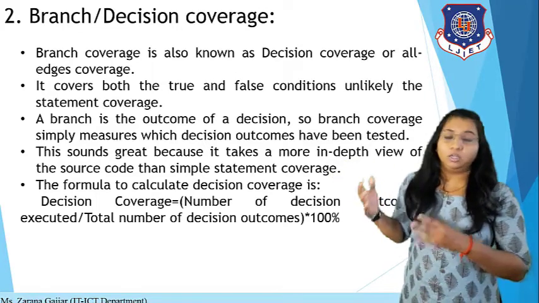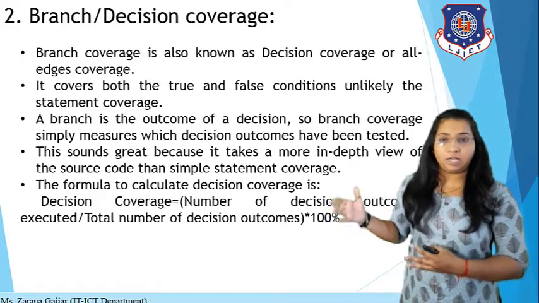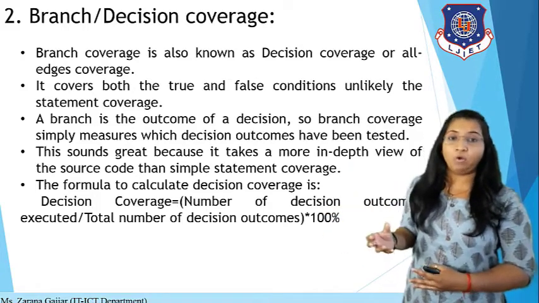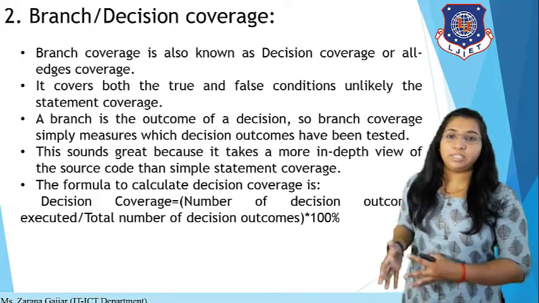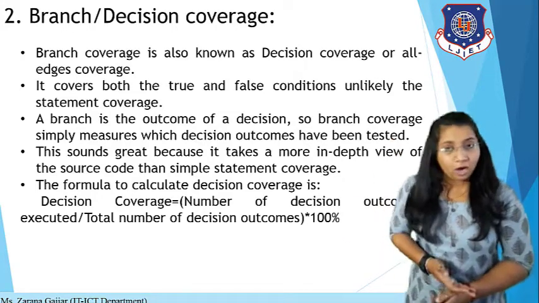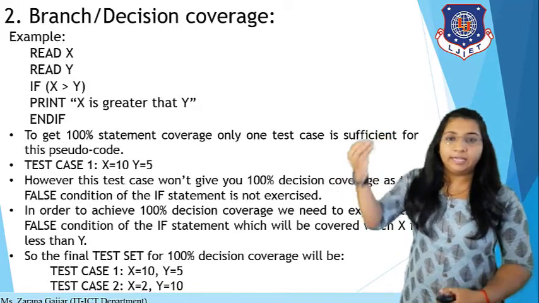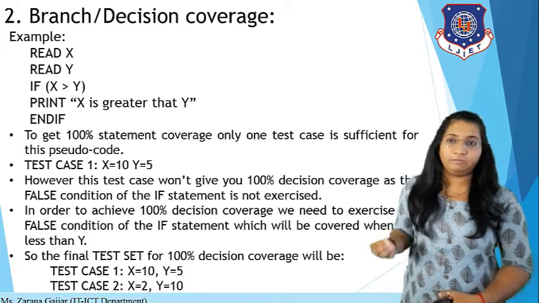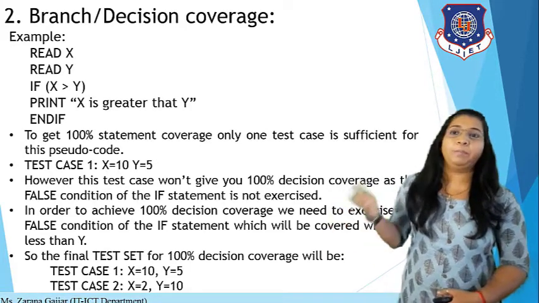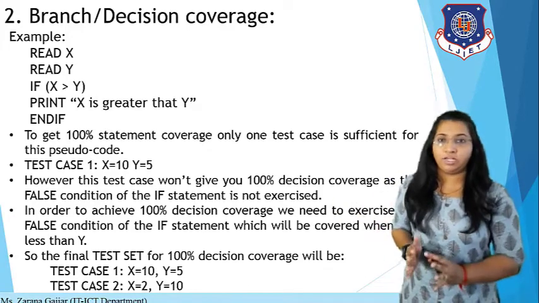So the formula to calculate the decision coverage is: decision coverage equals the number of decision outcomes that are executed, divided by the total number of decision outcomes, multiplied by 100. Let's take another example: read x, read y. Then you are checking the if condition, x is greater than y. If it is true, then print x is greater than y, and the last is end if. Here there is just the one if condition.